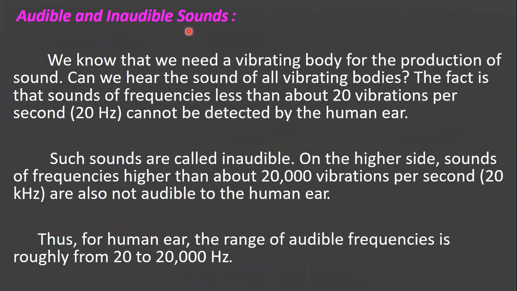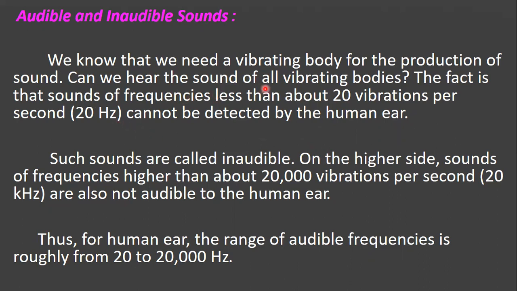Next are the audible and inaudible sounds. Audible means which you can hear. Inaudible means which you can't hear. We know that we need a vibrating body for the production of sound. See, children, to produce sound, vibration of a body is necessary. And can we hear the sound of all the vibrating bodies? The fact is that sounds of frequencies less than about 20 vibrations per second cannot be detected by the human ear. Remember this, children.